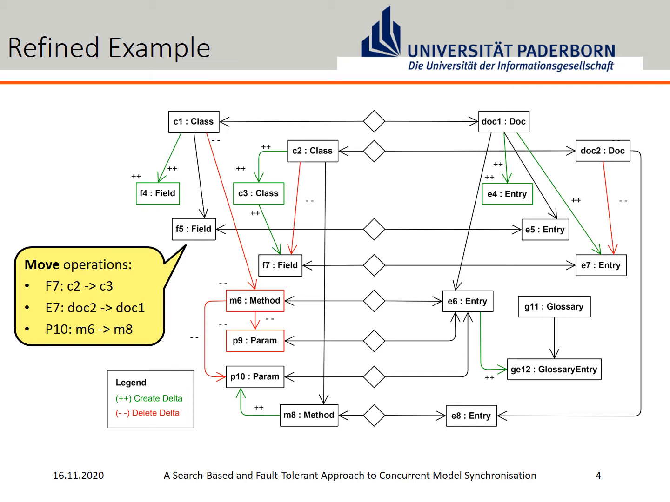Also, you can already see that there are conflicting changes. For example, it is not clear if the entry E7 or the field F7 respectively should be moved to class and document C1, 2 or 3. Also, instead of linking F4 and E4, it would be possible to do transformations on both sides. These questions have to be answered by the optimization function.